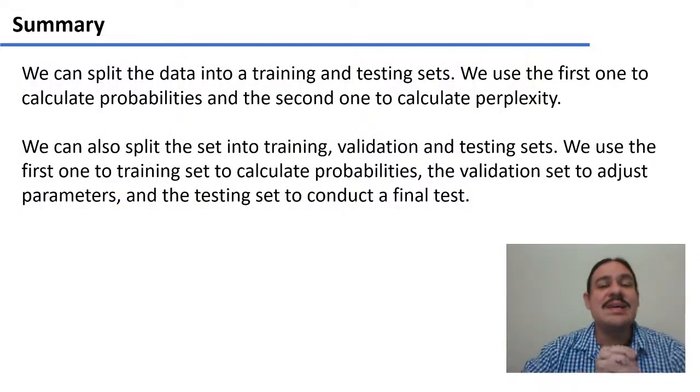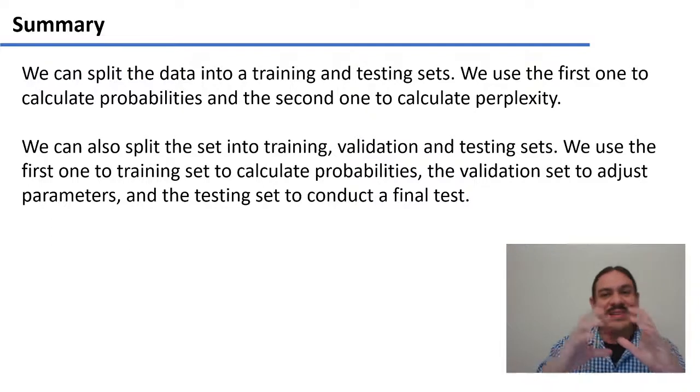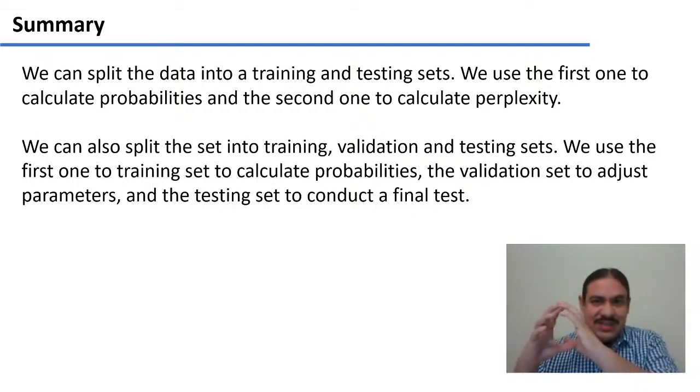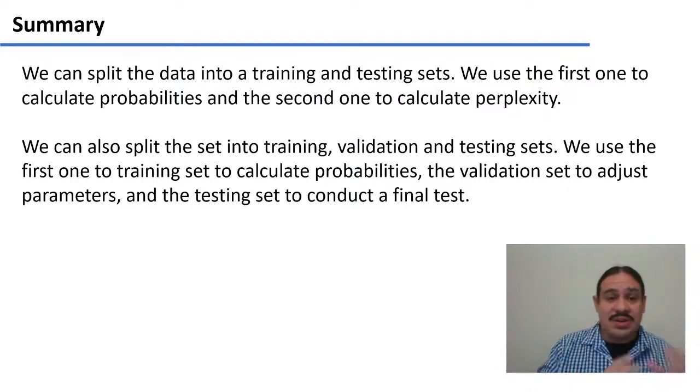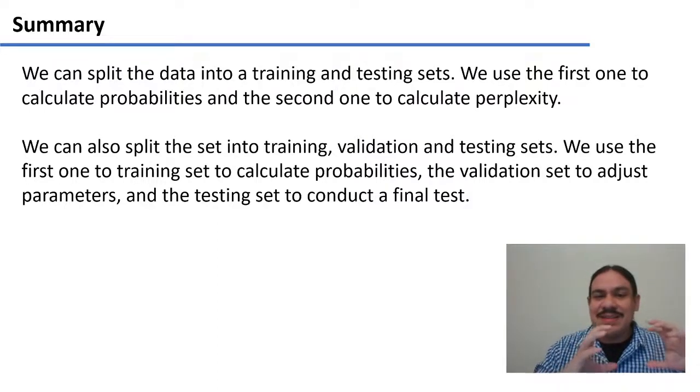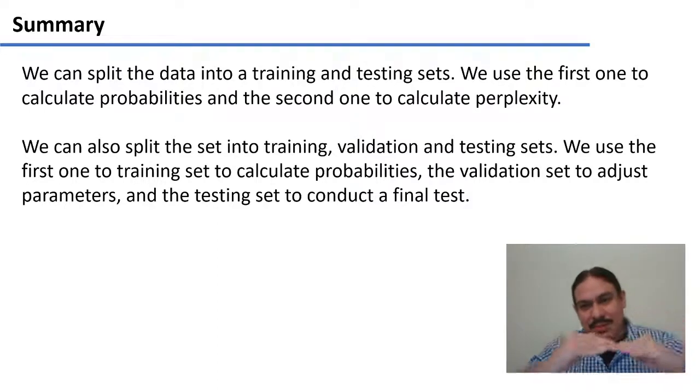What we have so far is that we can split the data into training and testing. We use the first set, the training set, to calculate the probabilities of the n-grams, and then we use the testing set to calculate the perplexity of the model. And the lowest perplexity is the preferable one. We could also split it in 3 parts: training, validation, and testing, in case we have something fancier in our model, like a different smoothing algorithm, for example. We can use the training and validation to generate the best possible model we can, and then we can test that by measuring the perplexity of the test set.